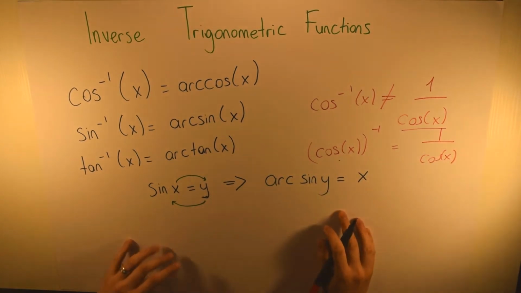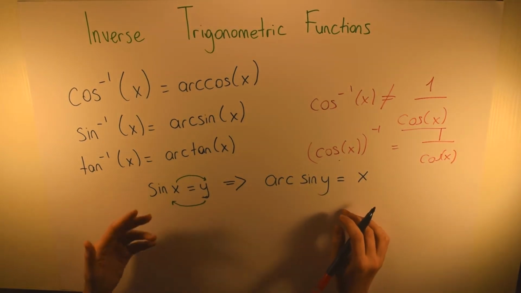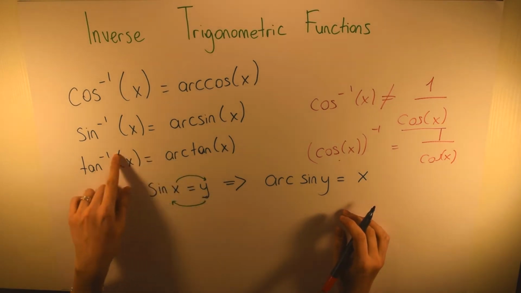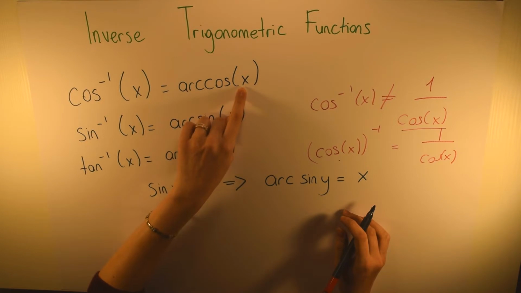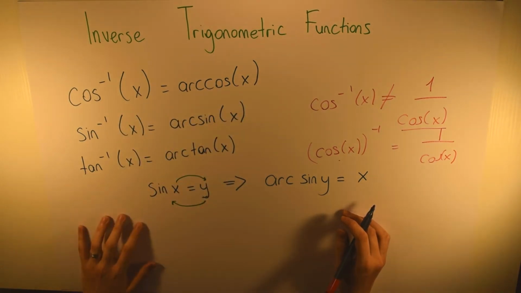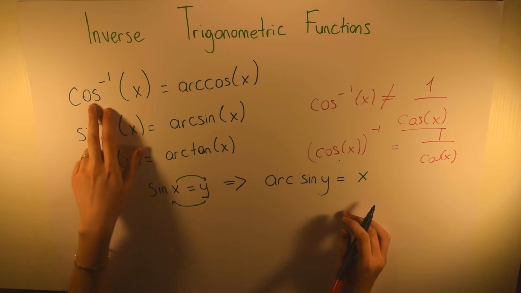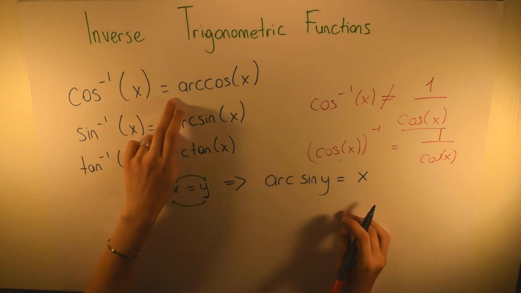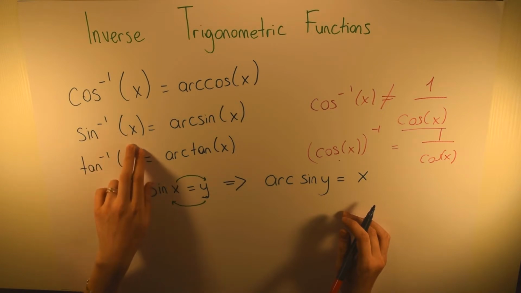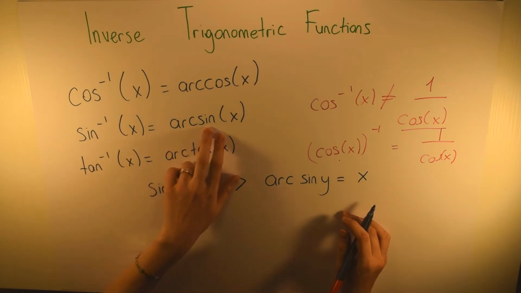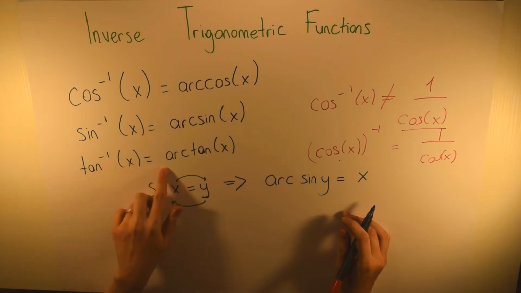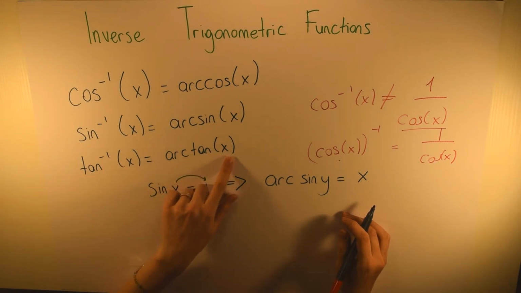There is also another notation for inverse trigonometric functions that avoids this ambiguity, which is arc cos x. This is much simpler and easier to remember. So cosine to the power of minus 1 x is equal to arc cosine x. Sine to the power of minus 1 x is equal to arc sine x, and tangent to the power of minus 1 x is equal to arc tangent x.